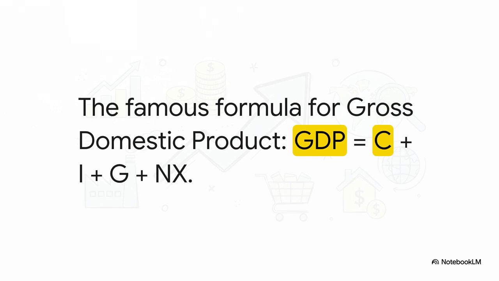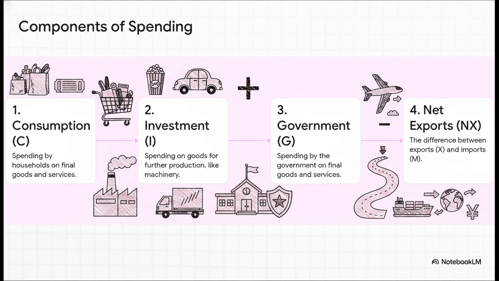Okay, that's a bunch of letters, I know. But what do they actually stand for? Let's break it down right now. So C is for consumption. That's all of us, you and me, spending money on groceries, movie tickets, new phones, you name it. I is for investment. Now, this isn't about stocks and bonds. This is about businesses spending on things like new factories, machinery, and equipment.